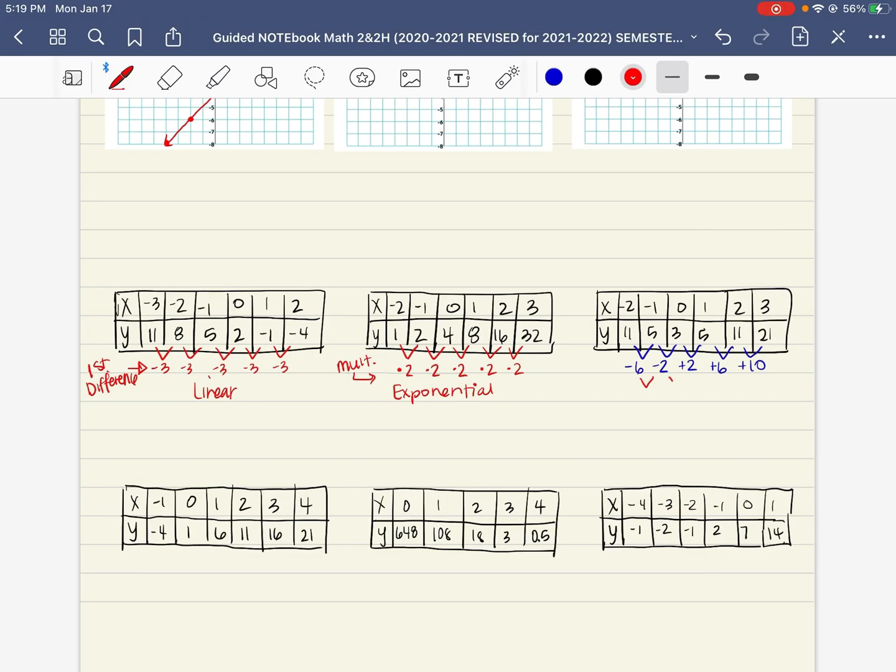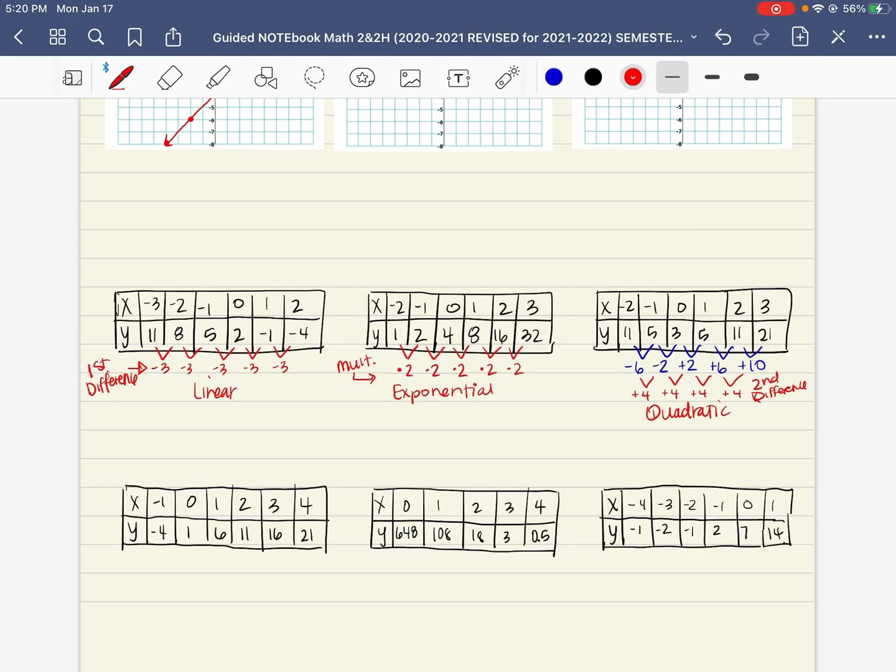But if we look at what we call the second difference, so the difference between these values, -6 and -2, those are 4 units away on the number line. So to get from -6 to -2, I would add 4. Same thing with -2 to +2, I would add 4. 2 to 6, also adding 4, and 6 to 10, also adding 4. If the second difference is consistent, then we know that this one represents a quadratic function. So that second difference denotes quadratic.